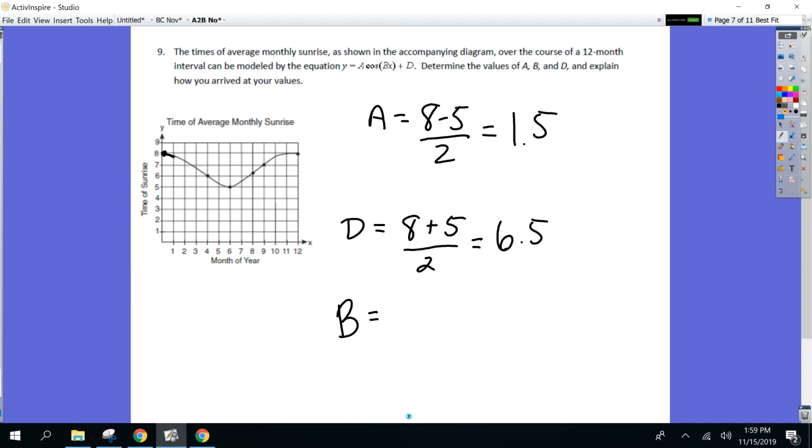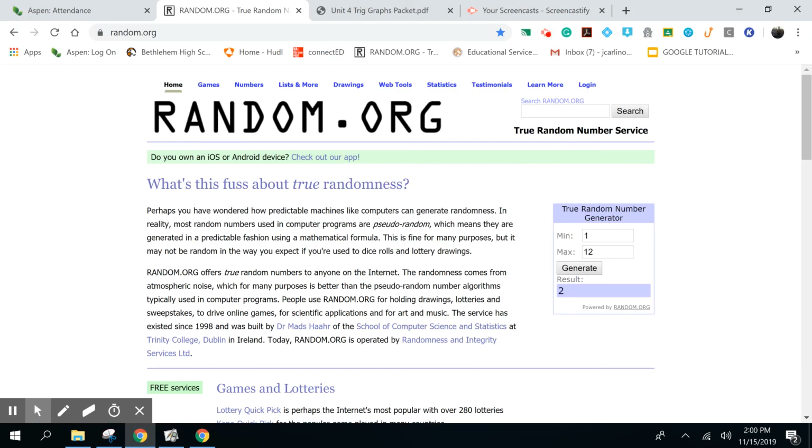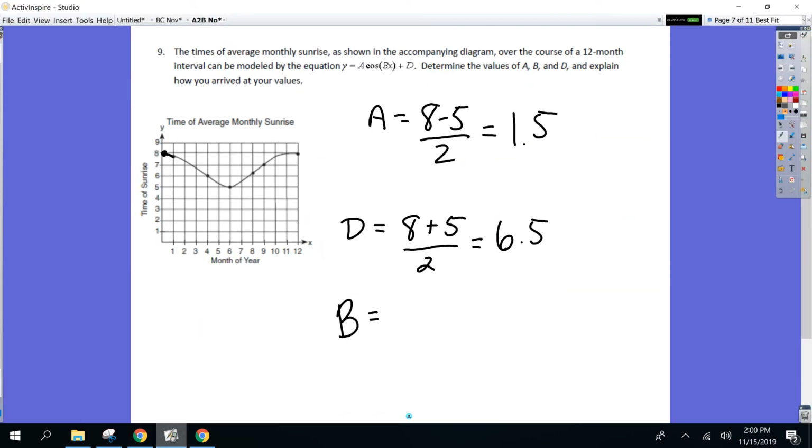Now I can't say how much of the curve because am I going from 0 to 2 pi here? No. But what is related to the B value? What formula has the B value already in it? Period. What was the period formula again? Okay. Can you use the graph and find the period?